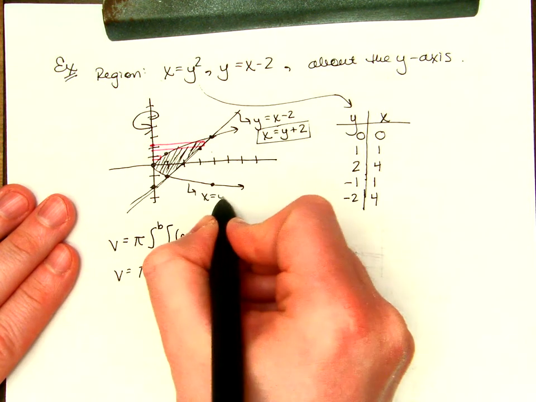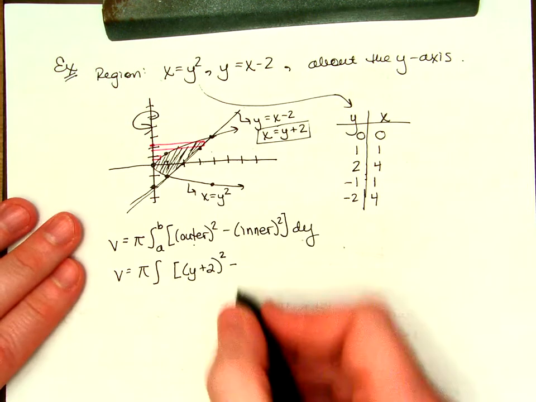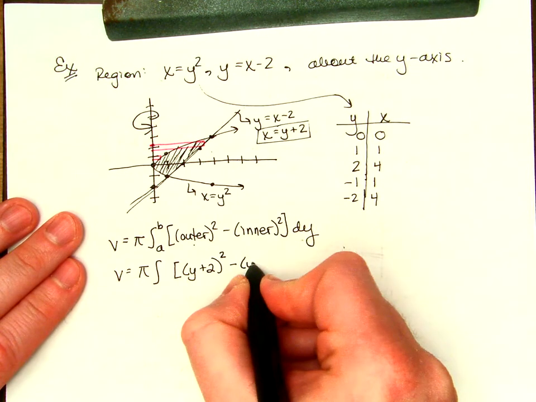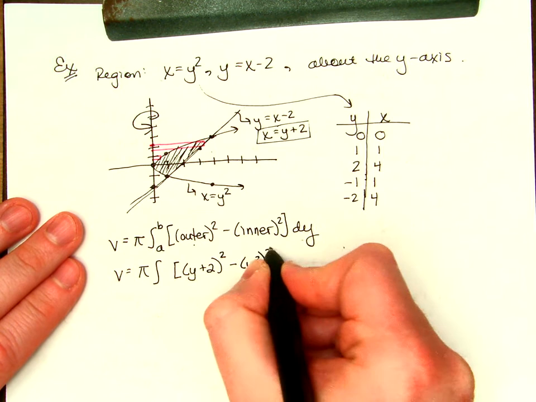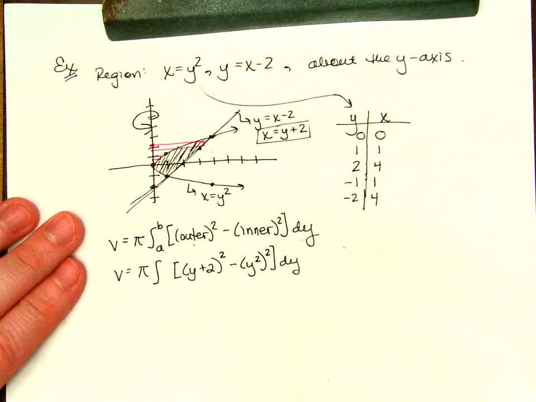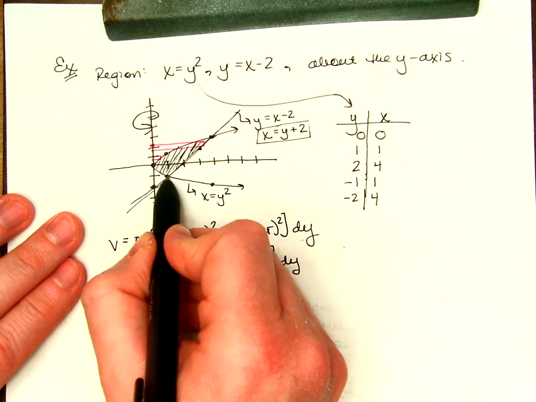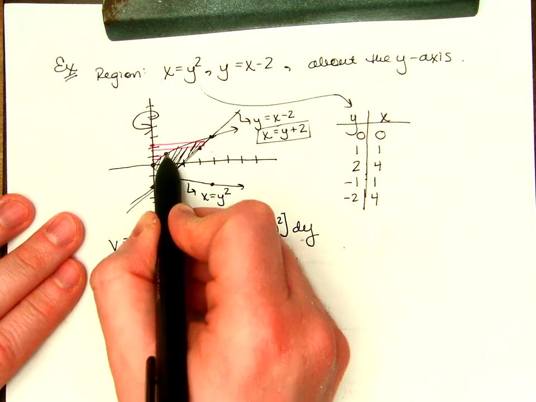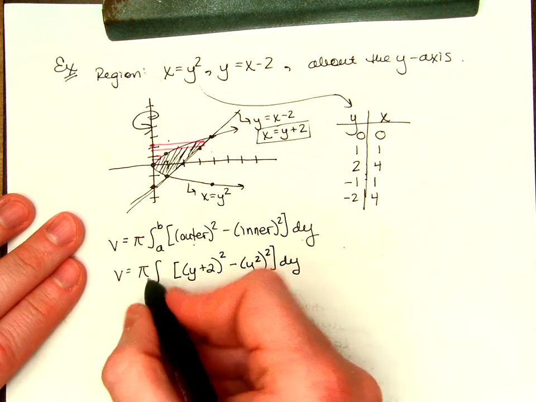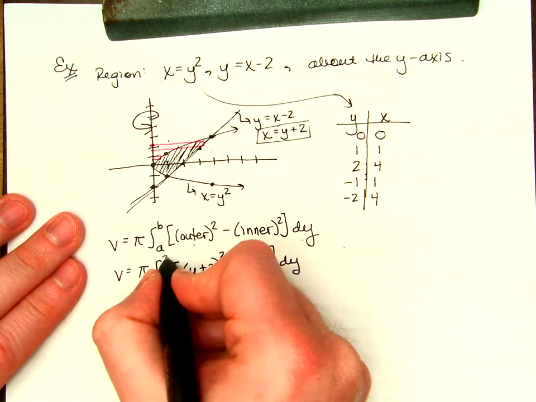It's already a function of y, so I can just take that as it is, and I'm going to say y squared squared. This is dy. I'm looking at the y values that I see over here. I think my lowest y is negative 1, 0, 1, 2. My highest y value is 2, so I'm going to integrate this thing from negative 1 to 2.